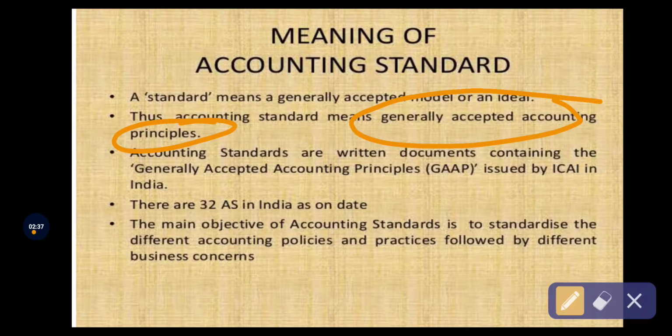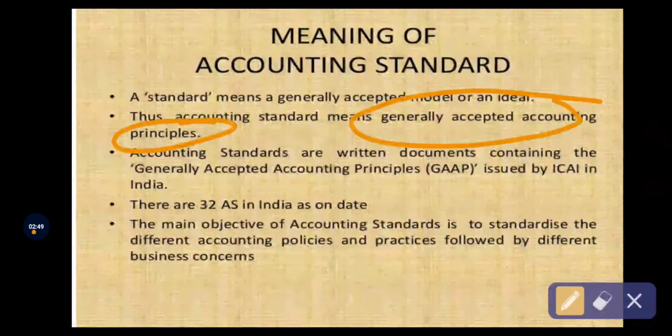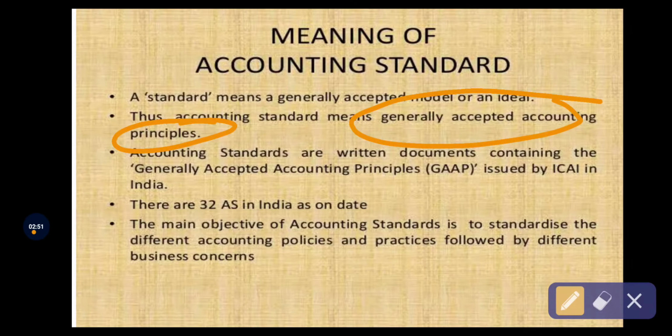Any business concern, any accountant, if he wants to prepare the profit and loss account or balance sheet, or any kind of statement, the set of rules and regulations given for the specific statement must be followed. Accounting standards are written documents. These rules and regulations we will get in written form. These are written documents containing generally accepted accounting principles.